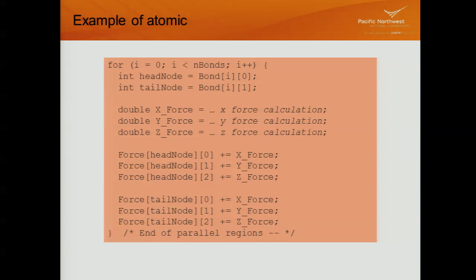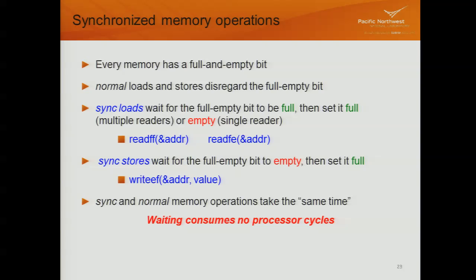So OpenMP doesn't really allow me to parallelize this, because I'd have to give it in the reduction clause. I have to say force, and that locks the whole array, right? But on the XMT, I can do that at a single word granularity, right? So the only thing that gets locked here when I do this update operation is this one data word, force of head node of 0. And then this one will get locked and updated, okay.